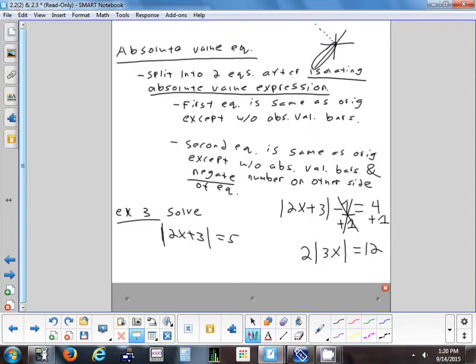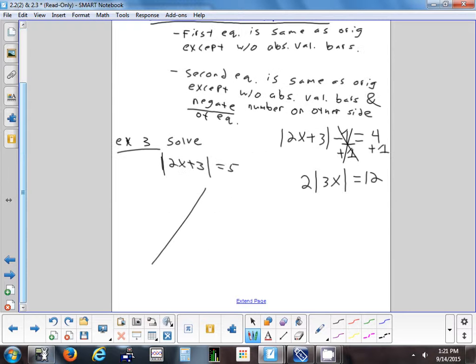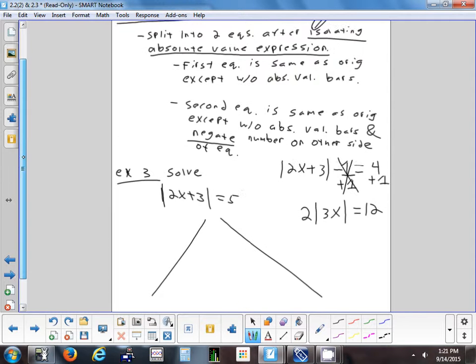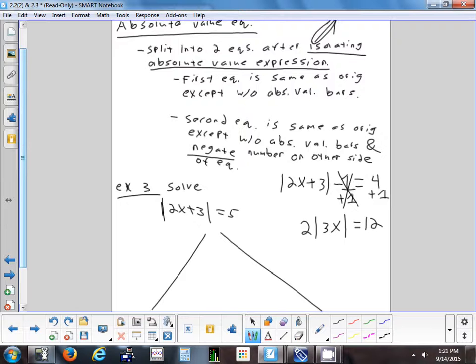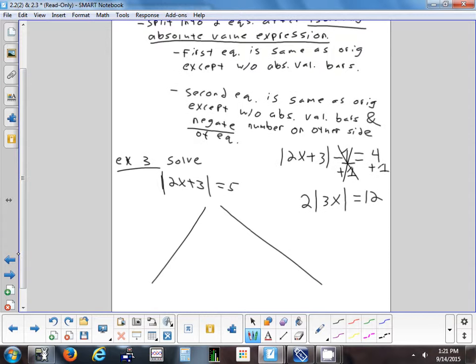Any question on what I mean by that now? Isolate the absolute value? You can have stuff inside, nothing on the outside on the same side. All right, now let's split that up. First equation, same as the original, just take away the absolute value bars. Anyone think they can tell me my first equation?